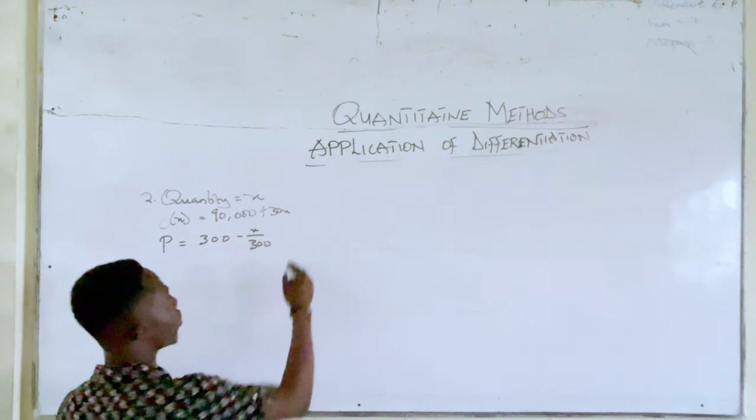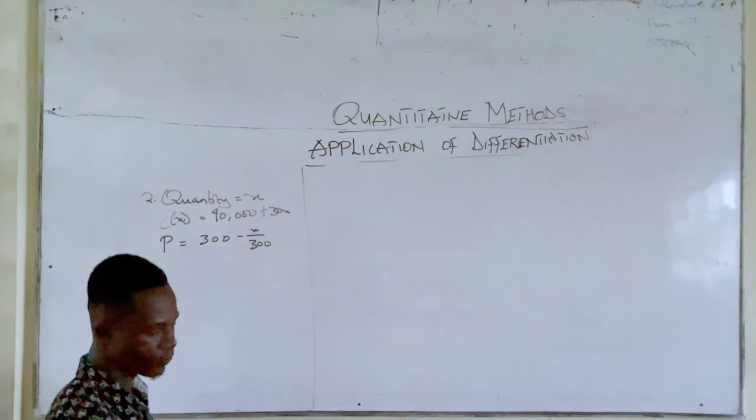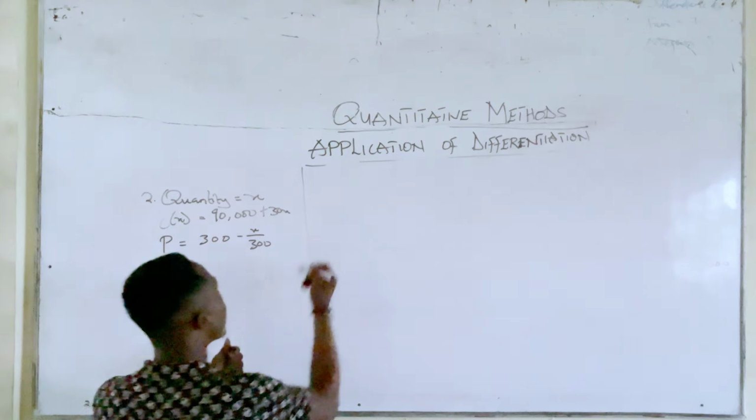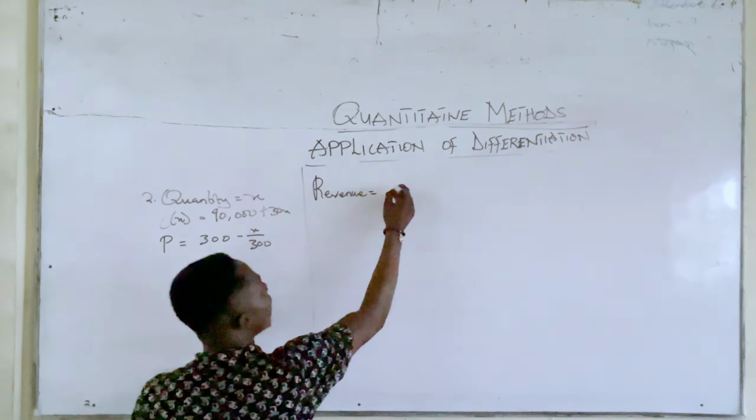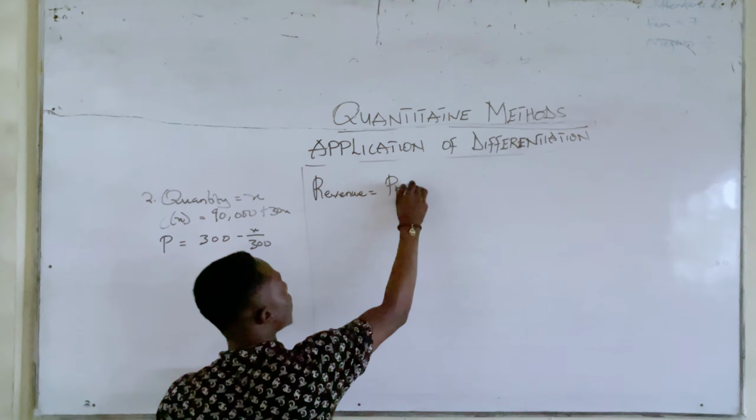So let's look at how to solve for the maximum revenue. Okay, so we know already that our revenue is always equal to our price times what?